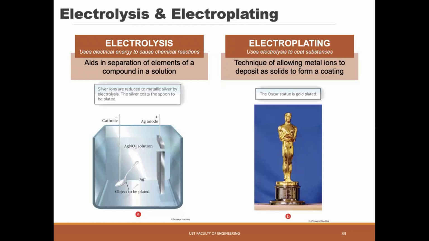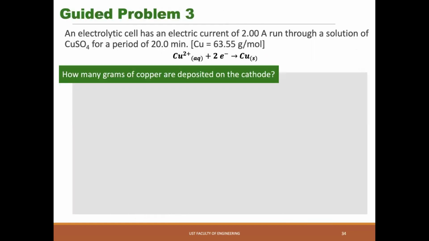So this reaction would not normally happen under normal conditions. So we need to supply external energy or electrical energy, and that's the process of electrolysis for this to happen. So going back for us to practice a bit about electrolytic cells.